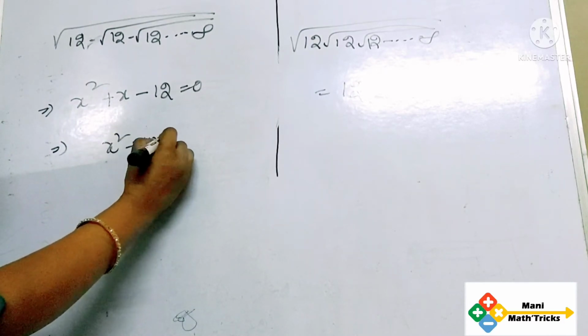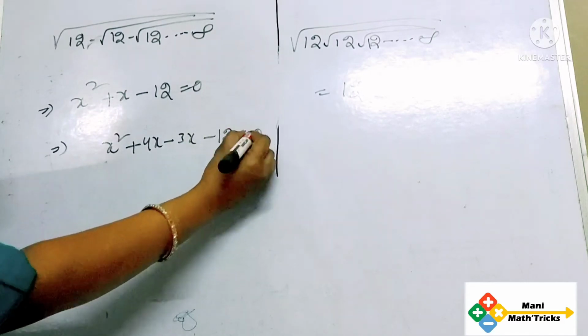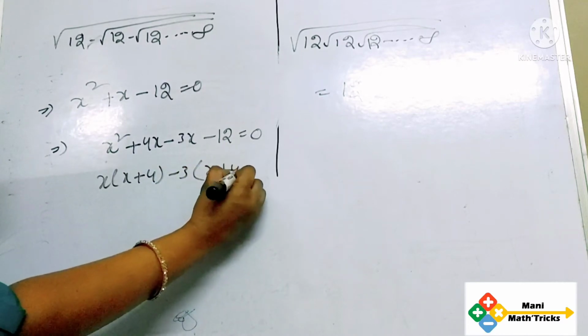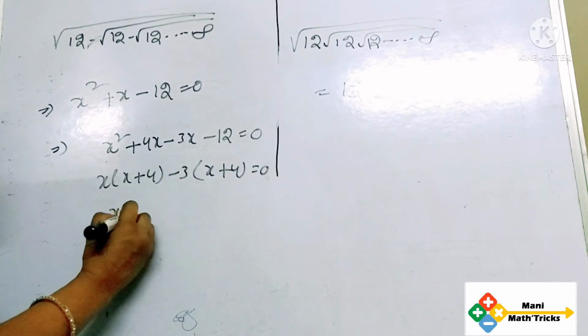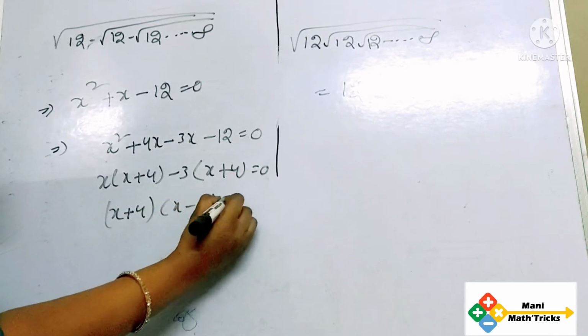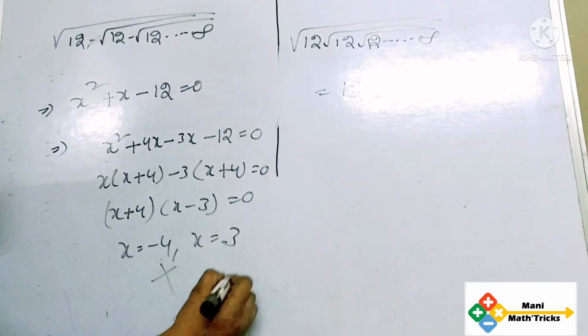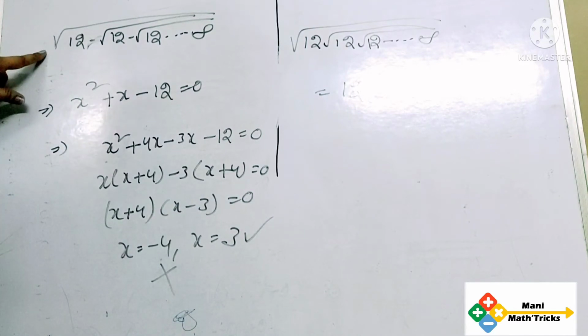X square plus 4x minus 3x minus 12 is equal to 0. Take x as common, x plus 4. Take minus 3 as common, x plus 4 is equal to 0. Now take x plus 4 as common, x minus 3 is equal to 0. X is equal to minus 4, x is equal to 3. So x cannot be negative, so the answer for this question is 3. In this way, any of the problems under square root infinite series, you can find them very easily. In this way, we can find square root infinite problems very easily in seconds.